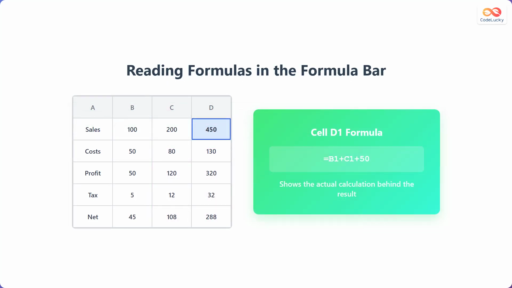Now let's understand how to read formulas in the formula bar. When you select a cell containing a formula, the formula bar displays the actual calculation behind the result, not just the calculated value displayed in the cell itself. For instance, in cell D1, instead of just seeing the number 450, you'll see the formula =B1+C1+50 in the formula bar. This enables you to understand how the value in D1 is derived from the values in B1, C1, and the number 50.